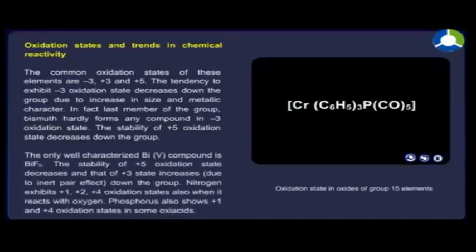The only well-characterized bismuth(V) compound is BiF5. The stability of +5 oxidation state decreases and that of +3 state increases due to inert pair effect down the group. Nitrogen exhibits +1, +2, +4 oxidation states also when it reacts with oxygen. Phosphorus also shows +1 and +4 oxidation states in some of the acids.